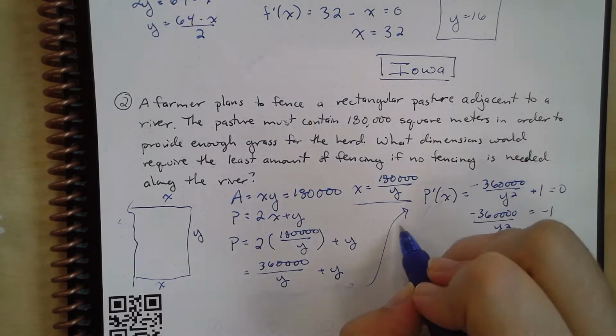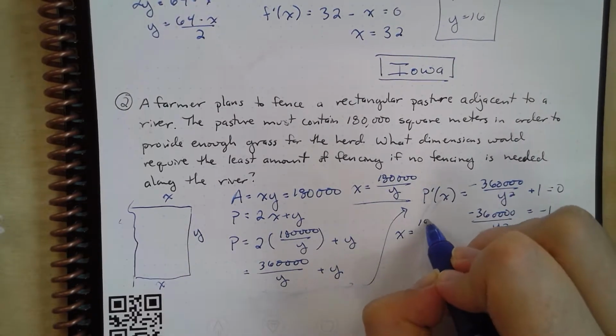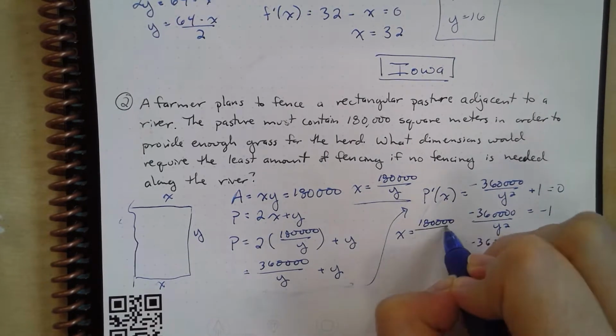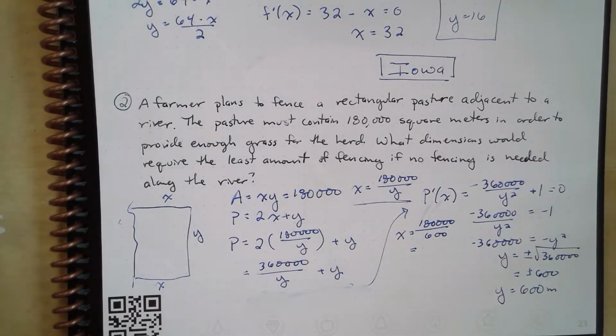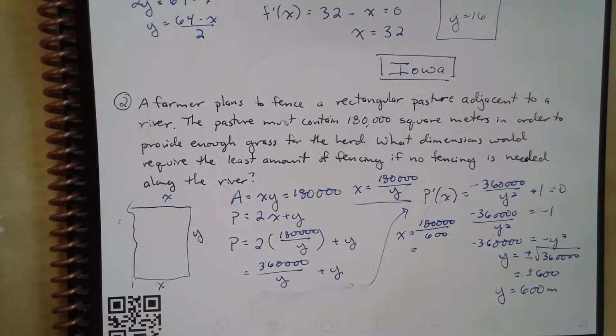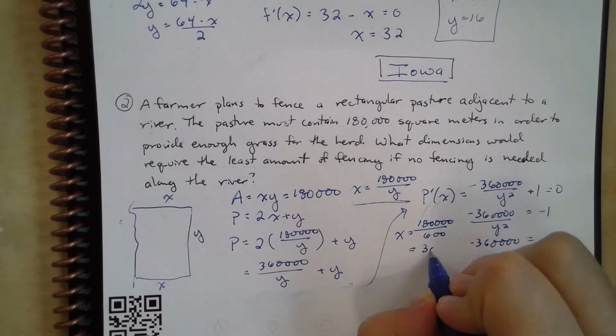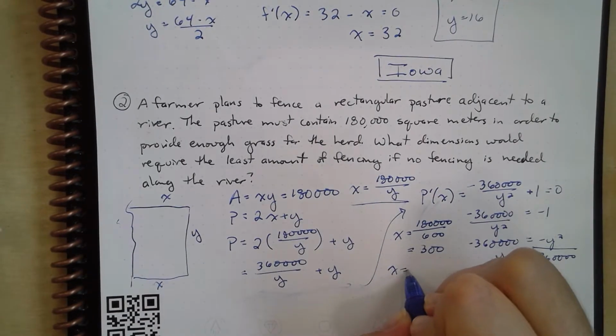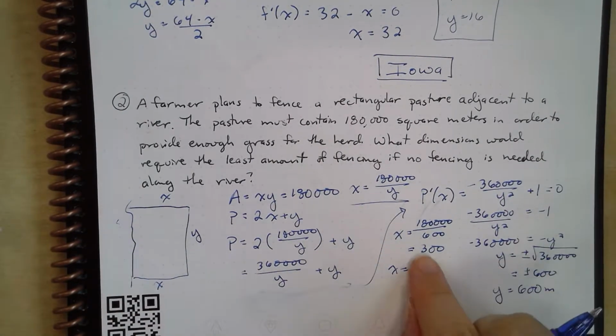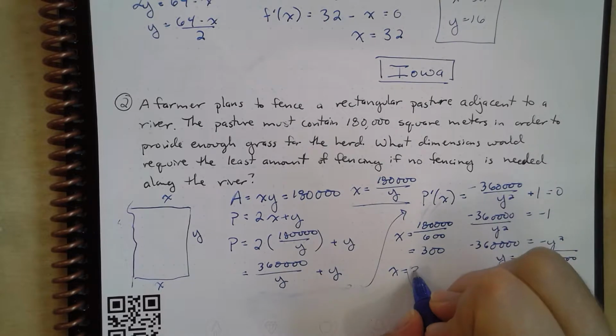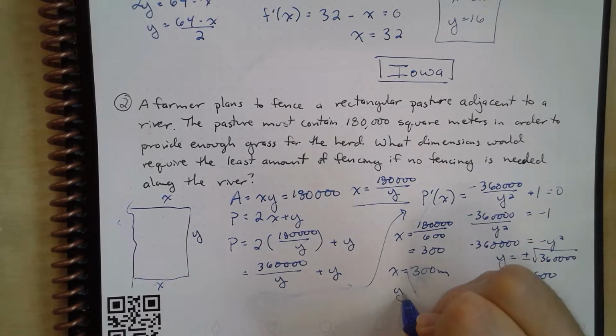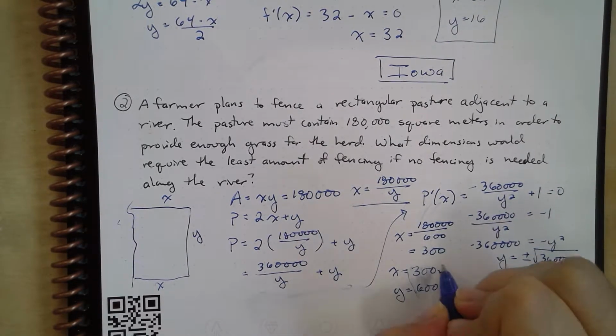So what's x equal to? Well, x is going to be equal to 180,000 divided by 600, which I believe should be 300. Good, I'm right. So x equals 300 meters, and y equals 600 meters.